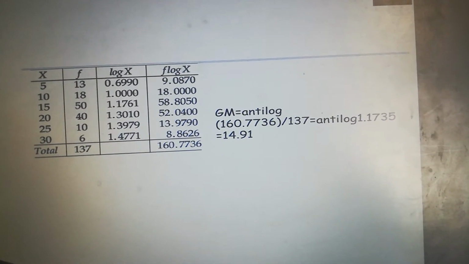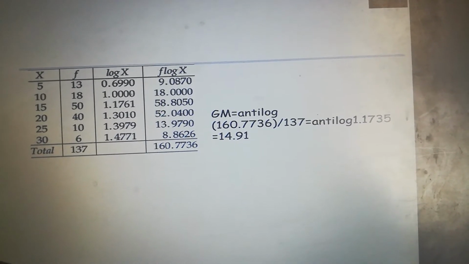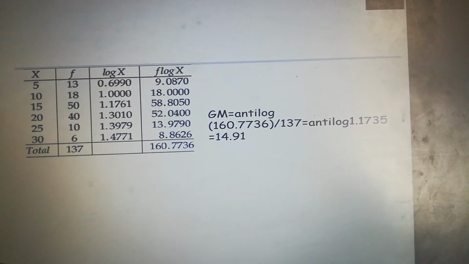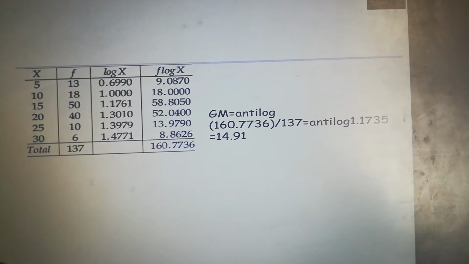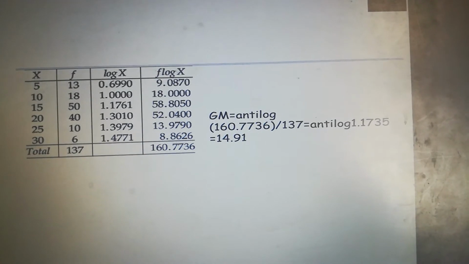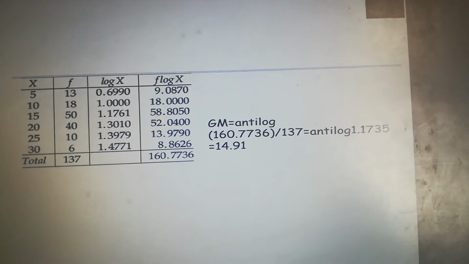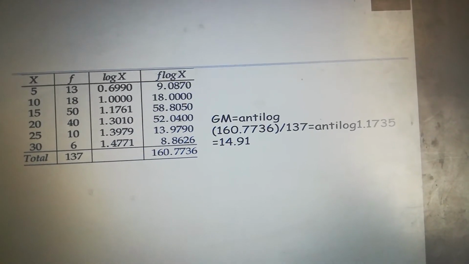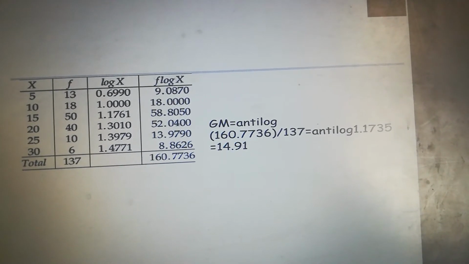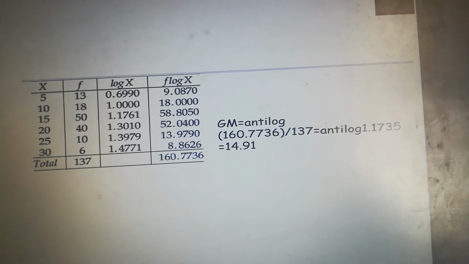Same way, log value of 10 is 1. And when it is multiplied by 18, 18 is the value we get. Same way, take the log value of 15, 1.1761 multiplied by 50, we get 58. So same way, the values of 20 and 25 multiplied by corresponding frequency 40 and 10, and we get 52.04 and 13.97 and 8.8626 for the 30.